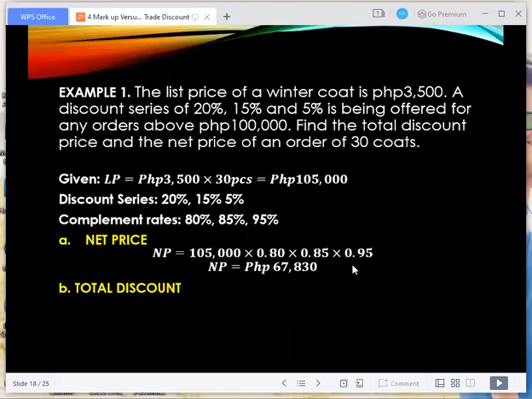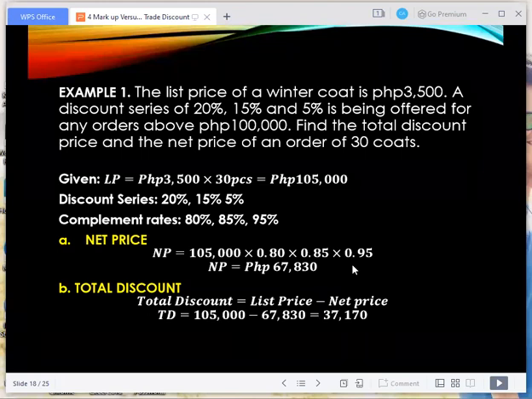Okay. Now, what was the total discount? The total discount would be the list price minus the net price. Okay, because originally you should be paying 105,000 pesos. But instead of paying 105,000, you will be paying 67,830. So the total discount you accumulated is 37,170 pesos.